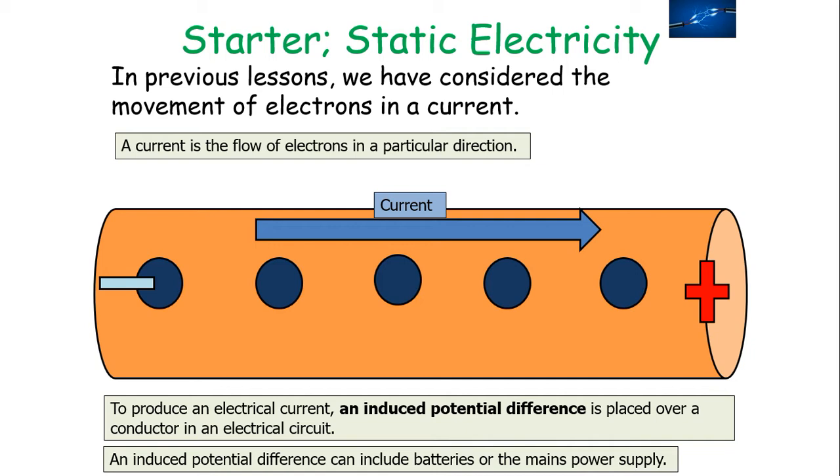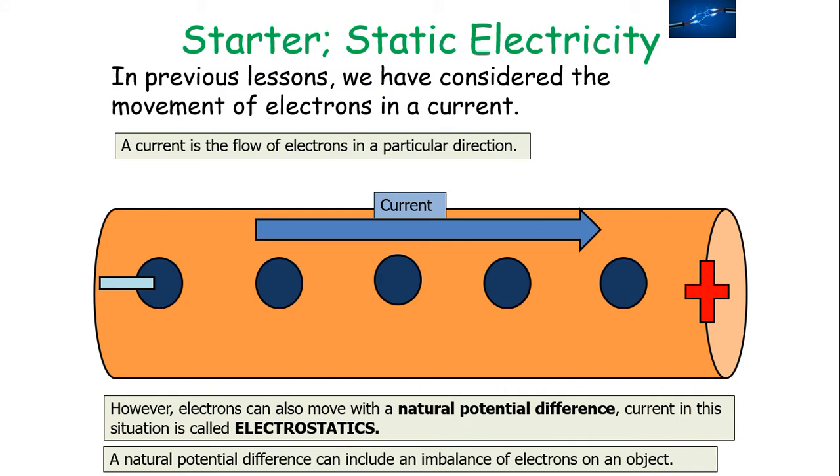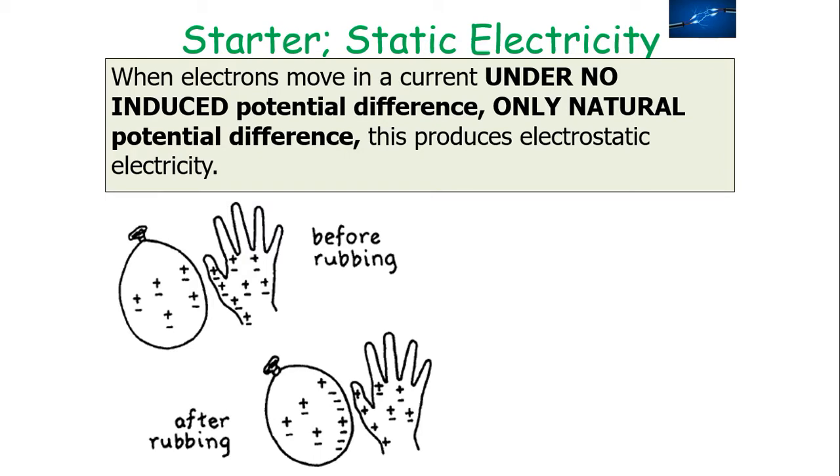To produce an electrical current, you need to produce or induce a potential difference over your conductor in an electrical circuit. An induced potential difference can include batteries or the mains power supply. But if electrons move with a natural potential difference, not a human-made potential difference, the current flow in this situation is leading to the principle of electrostatics. A natural potential difference can include an imbalance of electrons on an object. So when electrons move in a current under no induced potential difference, only natural potential difference, this produces electrostatic electricity.